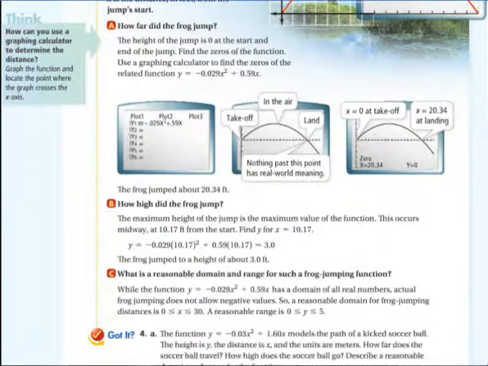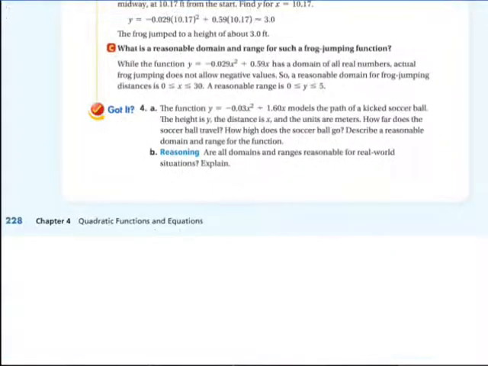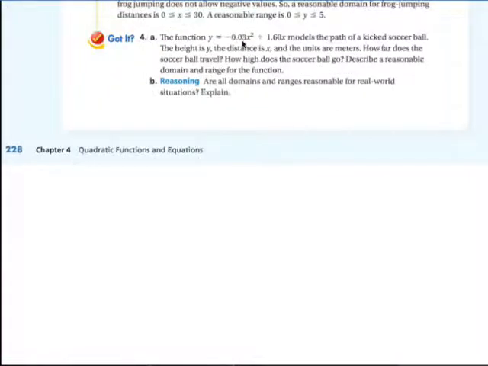Okay, so we're able to use the graph to answer all sorts of questions. So it says the function negative 0.03x squared plus 1.6 models the path of a kicked soccer ball. The height is y, the distance is x, and the units are meters. How far does the soccer ball travel? How far does the soccer ball go? Describe a reasonable domain and range for the function. Are all the domains and ranges reasonable for real-world situations?